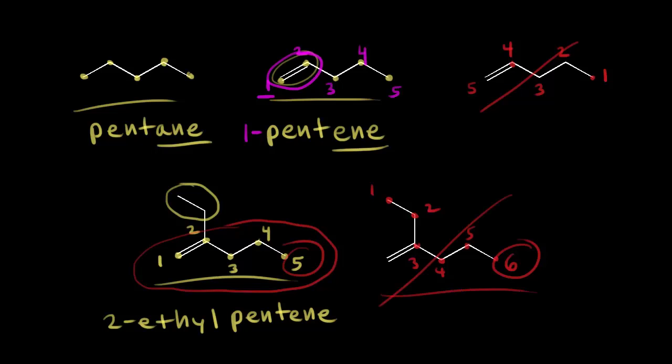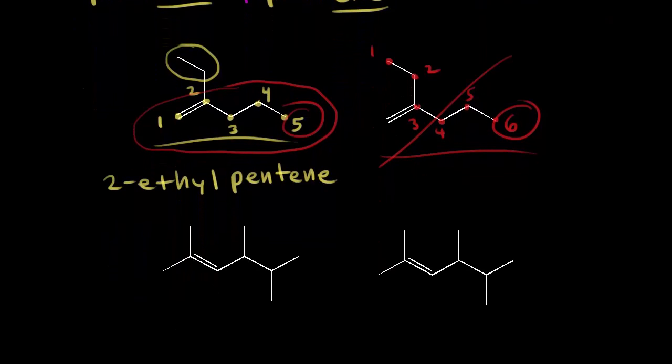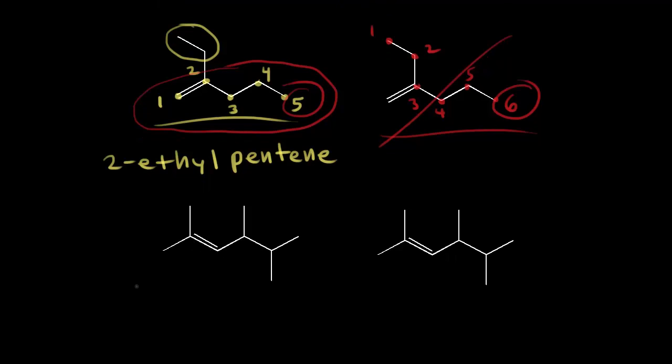So we find the longest carbon chain that includes your double bond and give the lowest number possible to your double bond. That's true even if you have some alkyl substituents. So let's look at this next example, and let's name this compound. So first, let's try numbering from the left to the right. This would be carbon 1, this would be carbon 2, this is carbon 3, carbon 4, carbon 5, and carbon 6. A 6 carbon alkene would be called hexene.